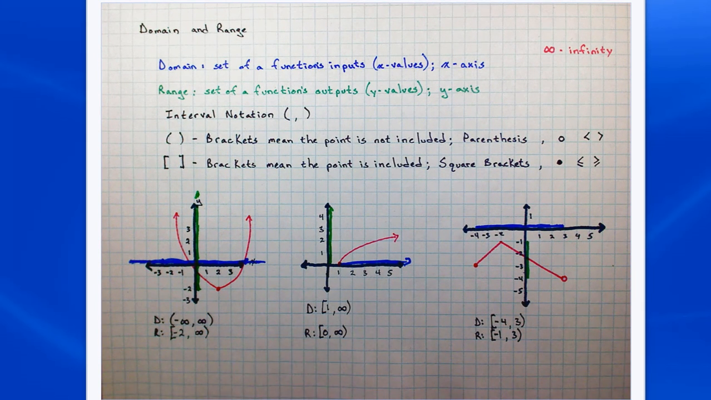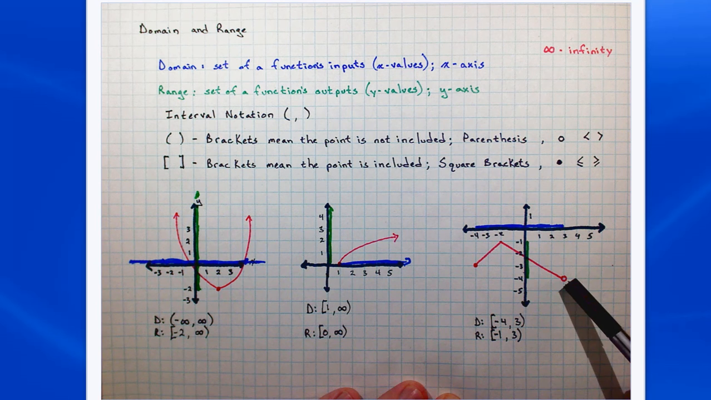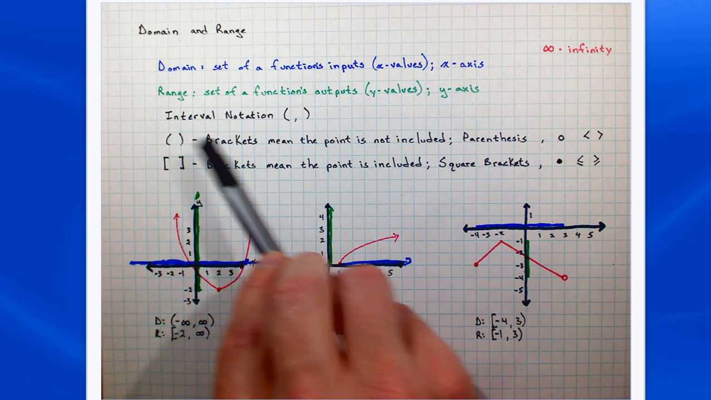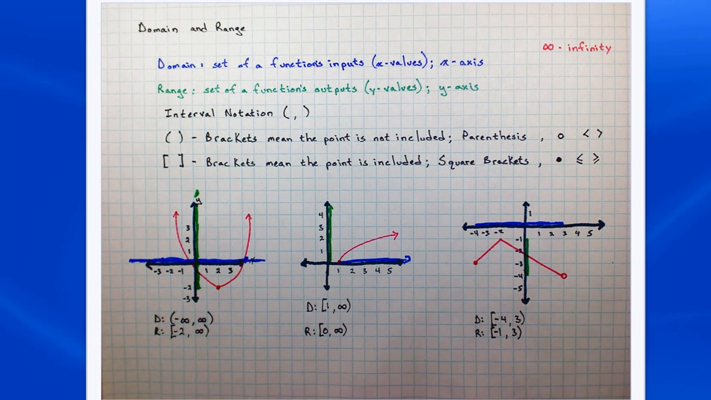One other thing, or one reminder, open circle does not include the point. You'll use a parenthesis. Closed circle includes that point. You'll use the square bracket.